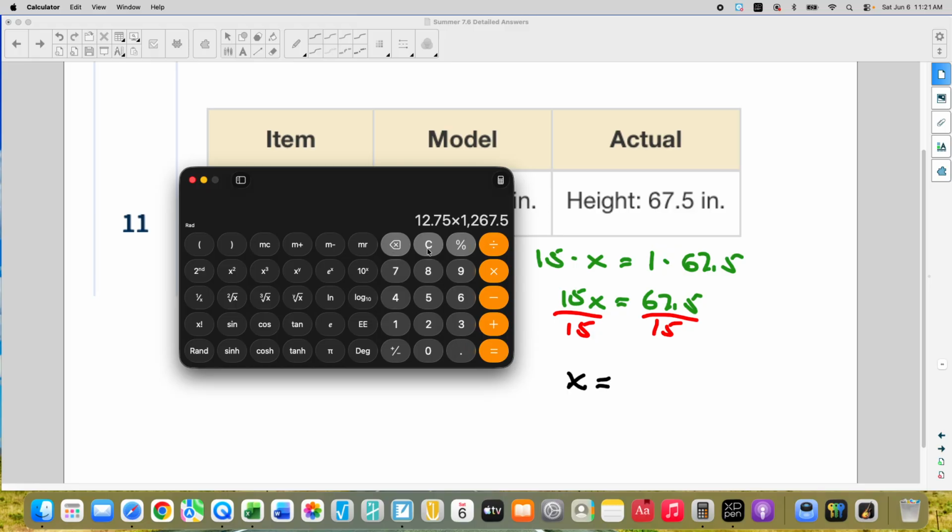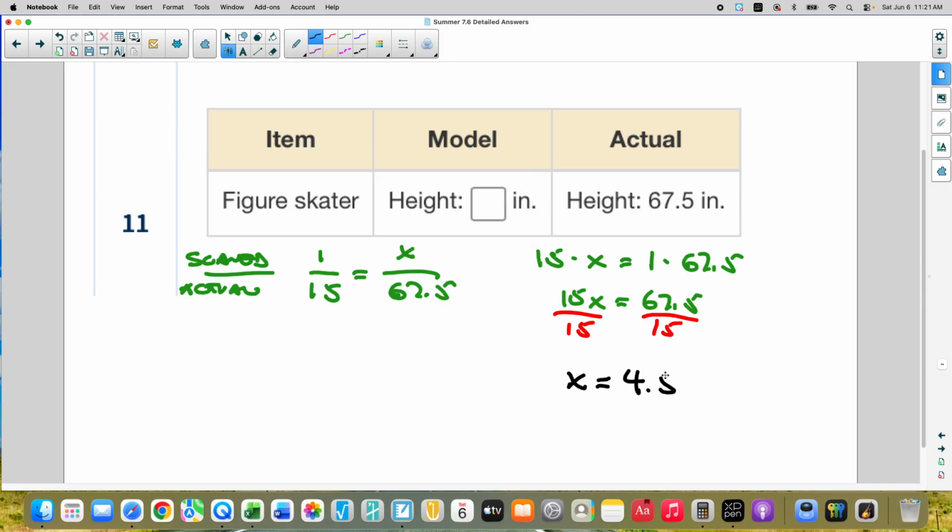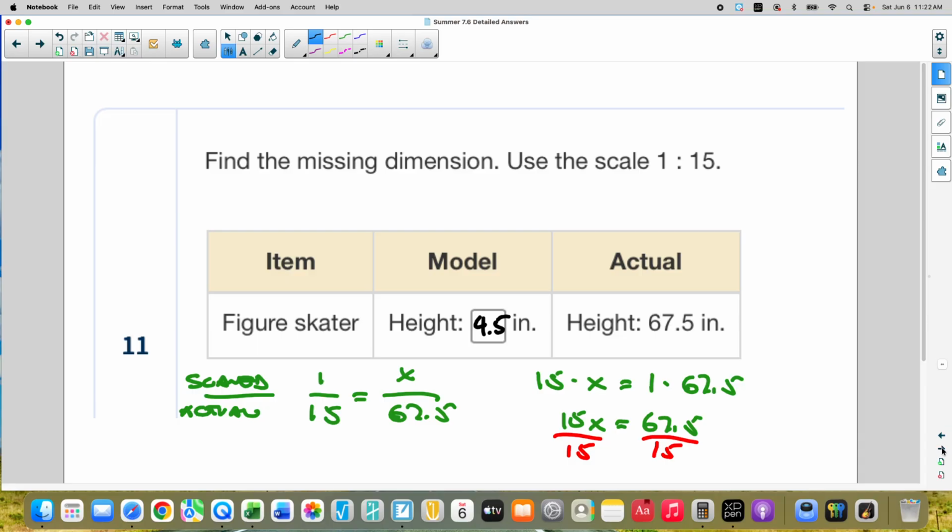We should get x equals, let's do some math on the calculator. 67.5 divided by 15 gives us 4.5. Okay, 4.5 inches. So the model of the figure skater would be 4.5 inches.